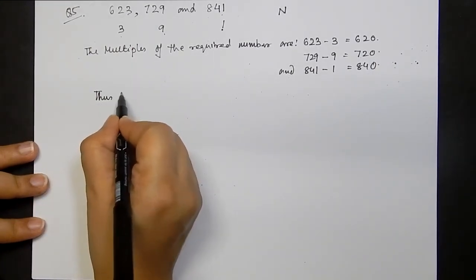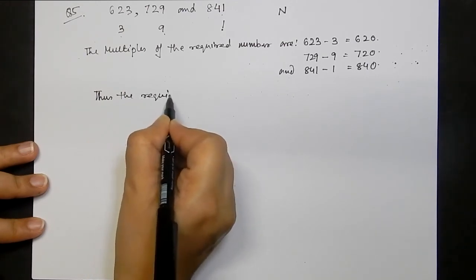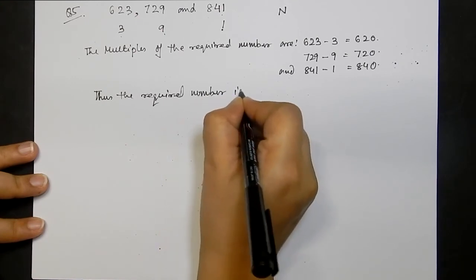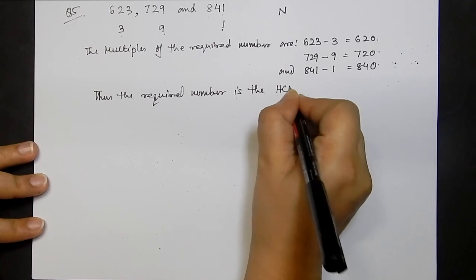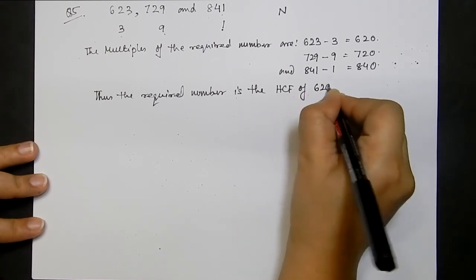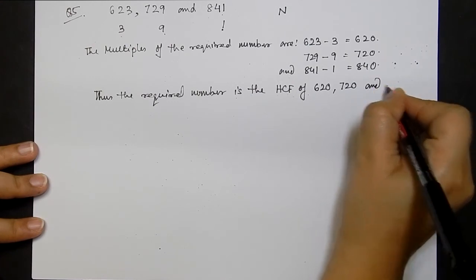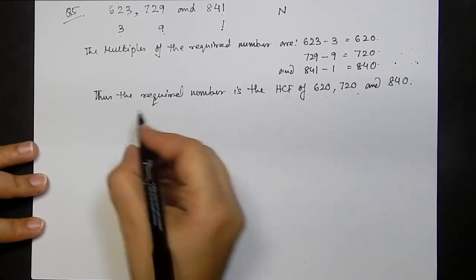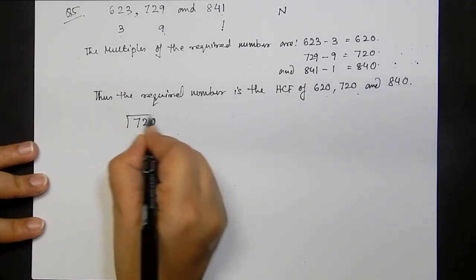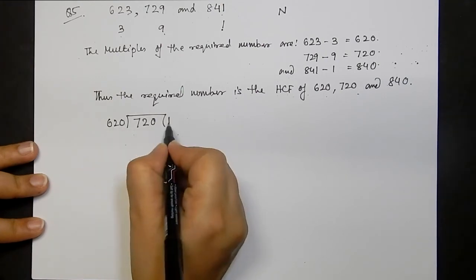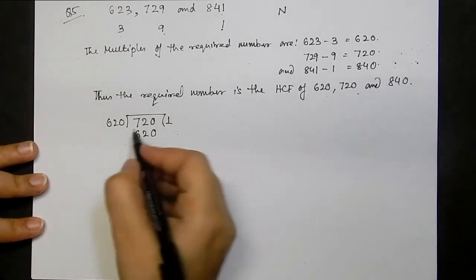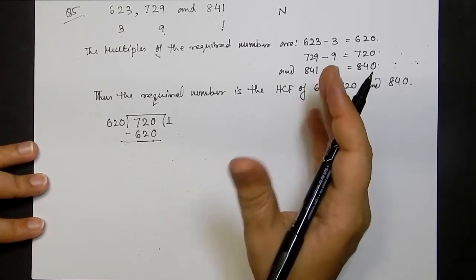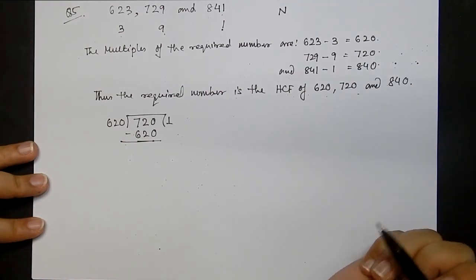Thus the required number is the HCF of 620, 720 and 840. So we have three numbers. We'll first take these two smaller ones. Whenever all are large numbers, go for the division method. It is always faster because large numbers will have a very long prime factorization that will take a lot of time.